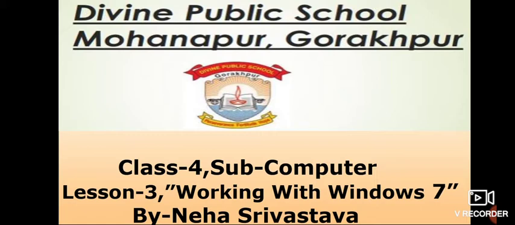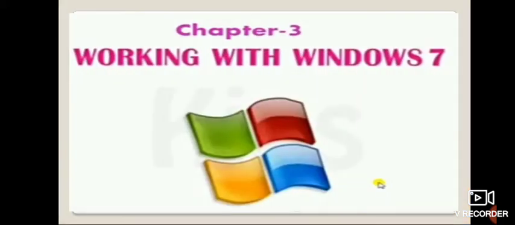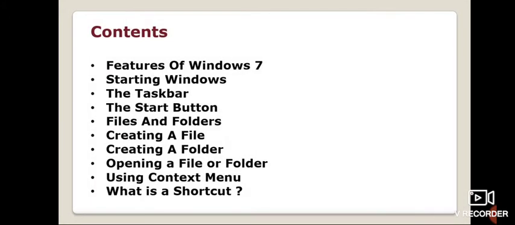Students, today I am here with the video of lesson number 3, working with Windows 7. Before starting the chapter, let us have a look at the contents of this chapter. The contents are features of Windows 7, starting Windows, the taskbar, the start button, files and folders, creating a file, creating a folder, opening a file or folder, using context menu. What is a shortcut?